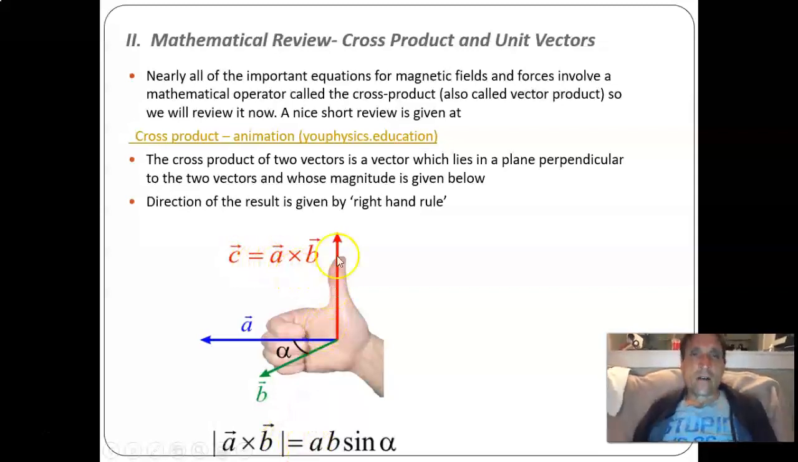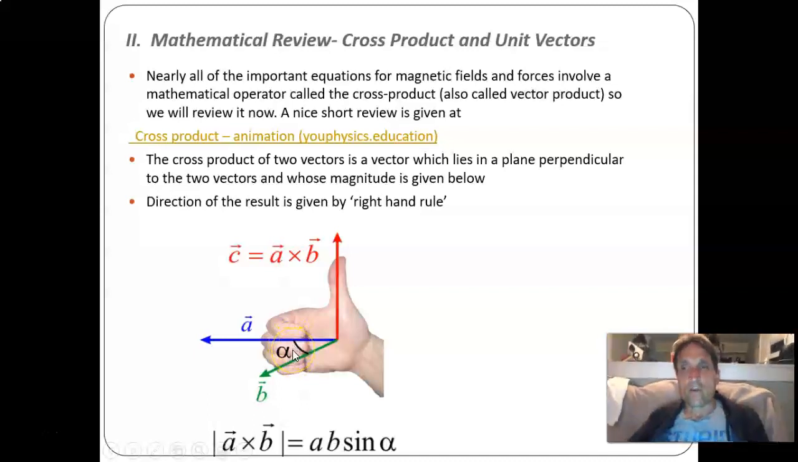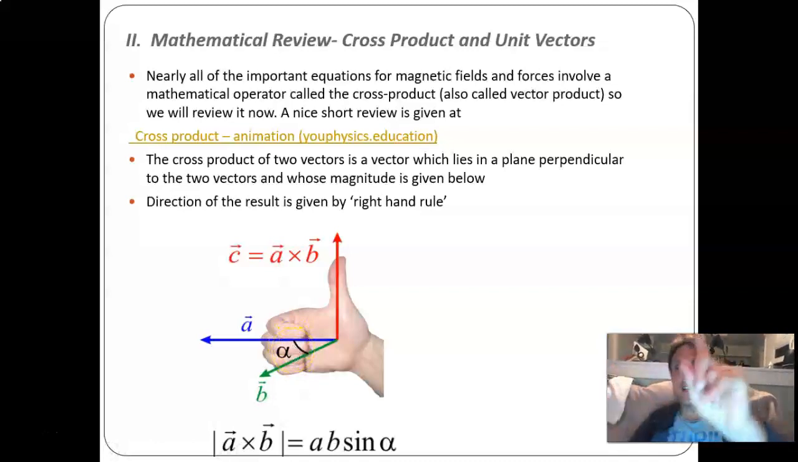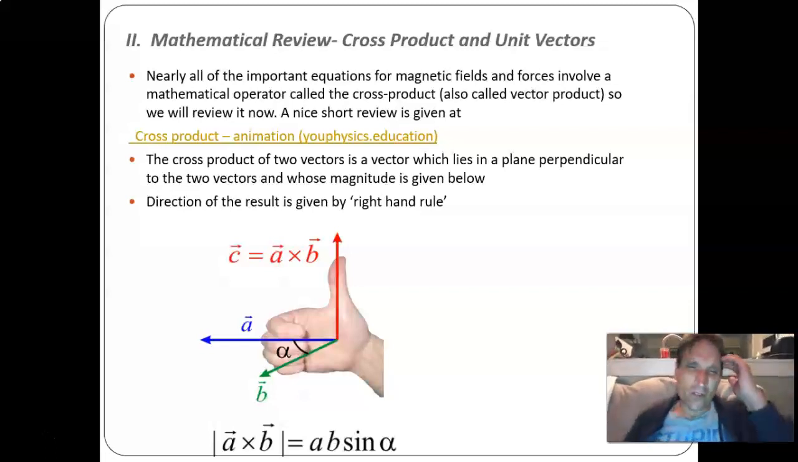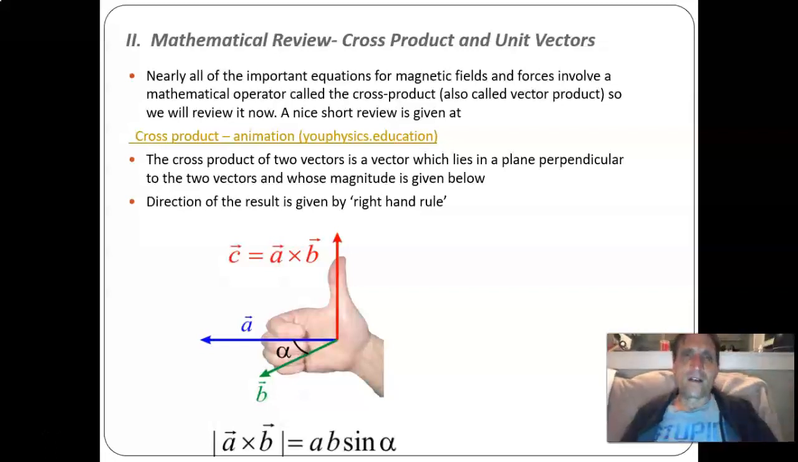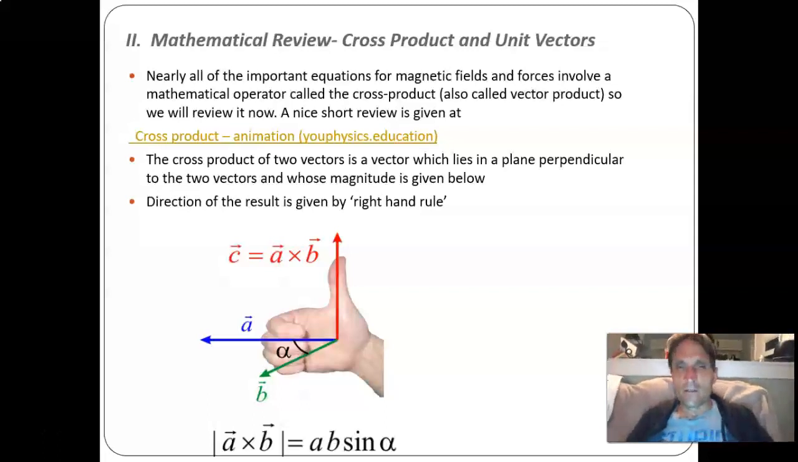Okay, so the problem is getting direction. We know that C must lie in a plane perpendicular to A and B. And so if A and B are horizontal, then C must be vertical. But is C up or is C down? To determine which one it is, we have to use what's called the right-hand rule. Now, I think you use this with torque. You should have in 1150.